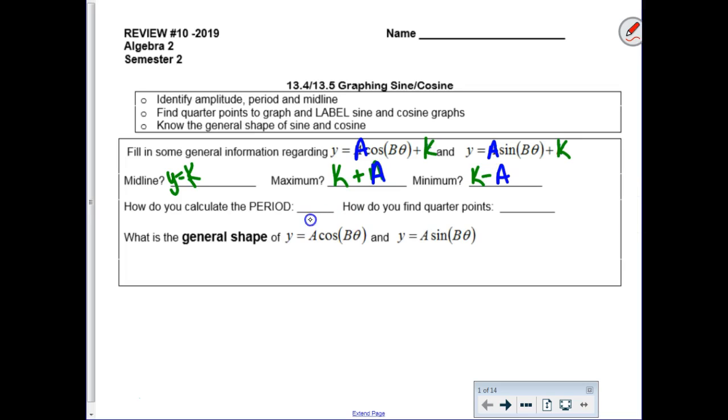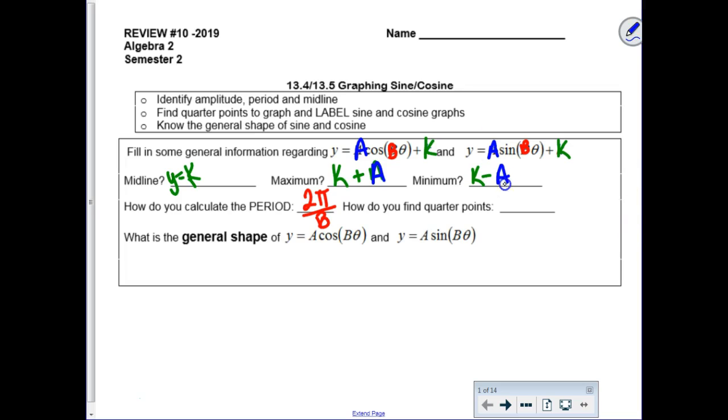Well, that is a formula you're going to need. It is 2 pi, but divided by any b value. I'll use a capital B here. So the number that's inside with the theta, if there's nothing there, there's really a 1 there. Keep that in mind. But if there's something other than a 1, you have to change the period by doing 2 pi divided by b.